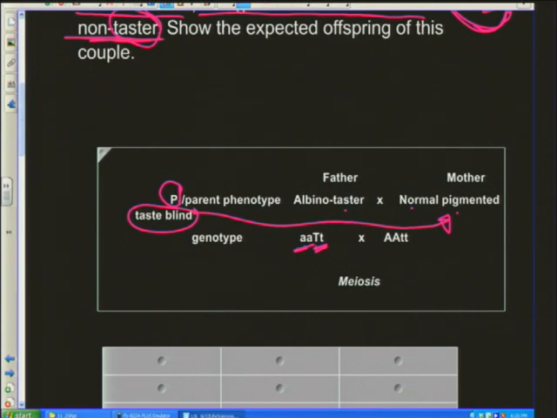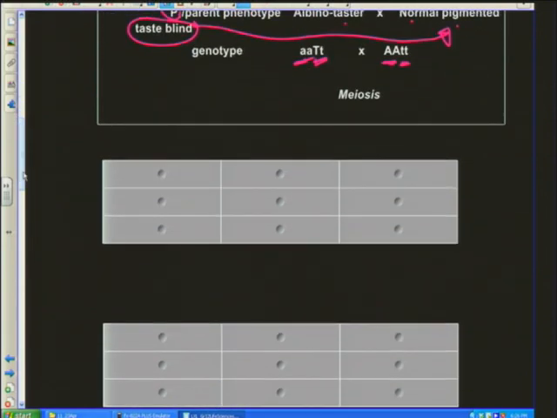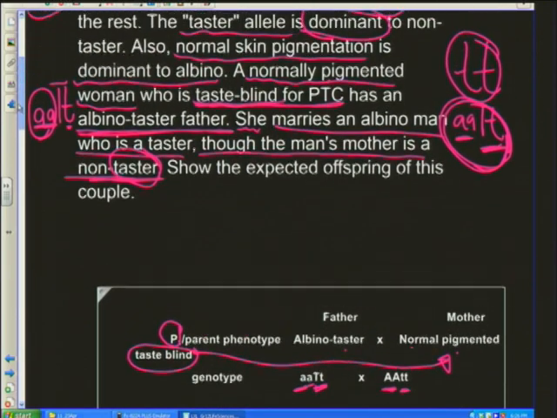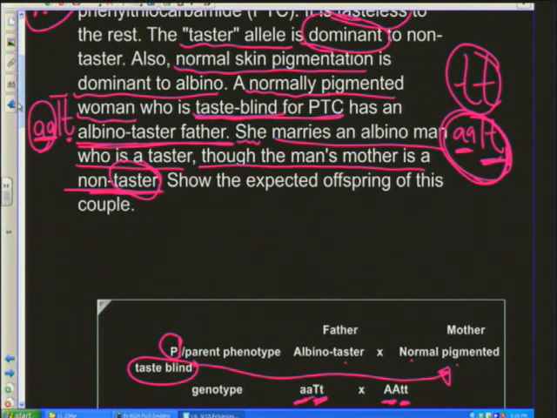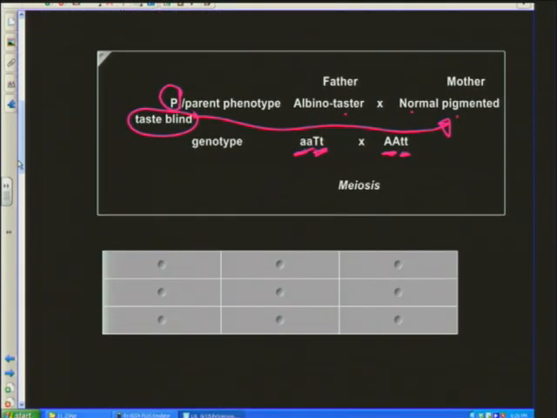And the lady, she's normal, and she's tasteless, yeah. Good? I want to see my own work first. I may have to change what I just wrote there. A normal pigmented woman who is tasteless has an albino taster father. So we need to change this, and we're going to change it as we go along.